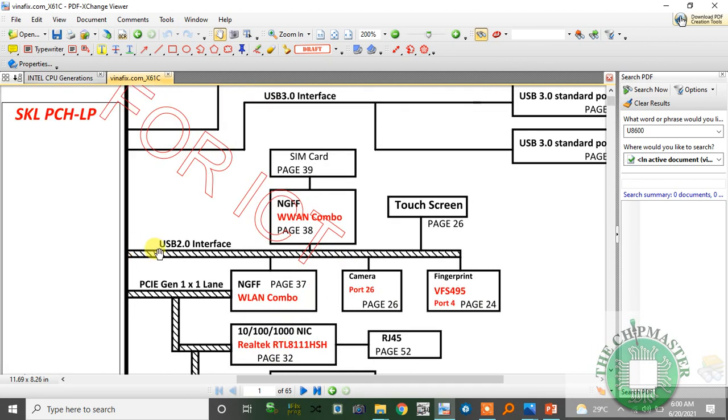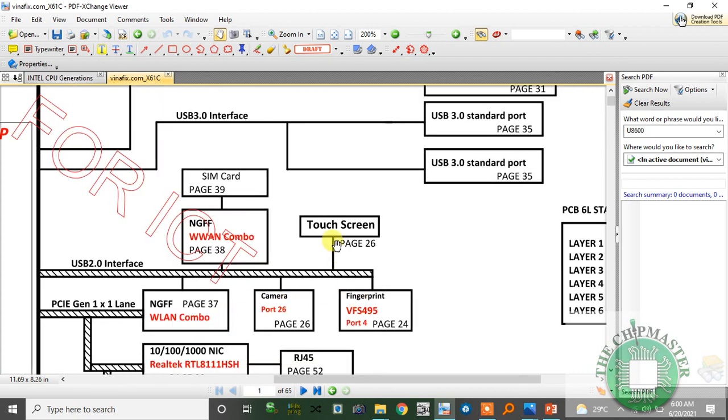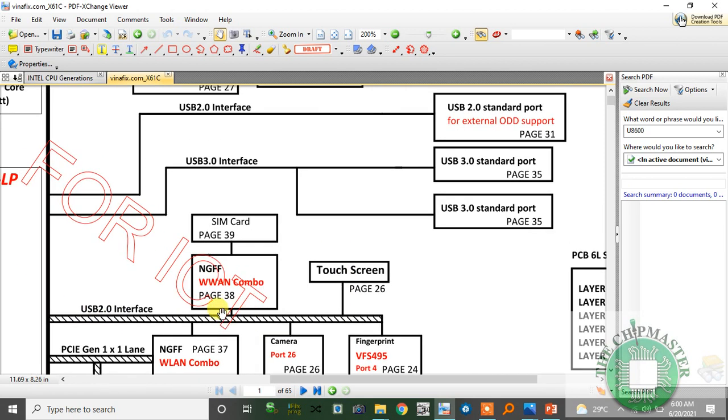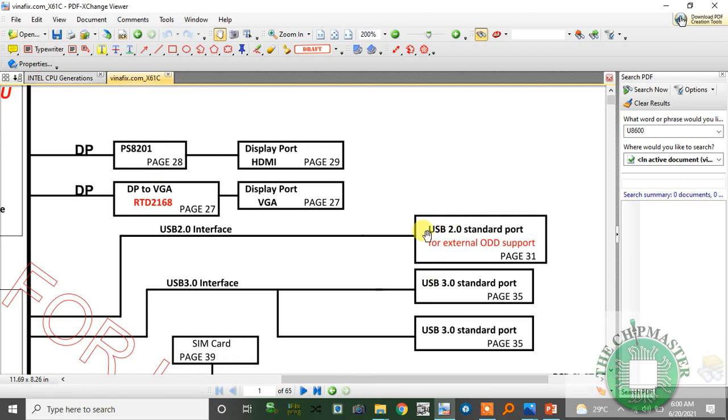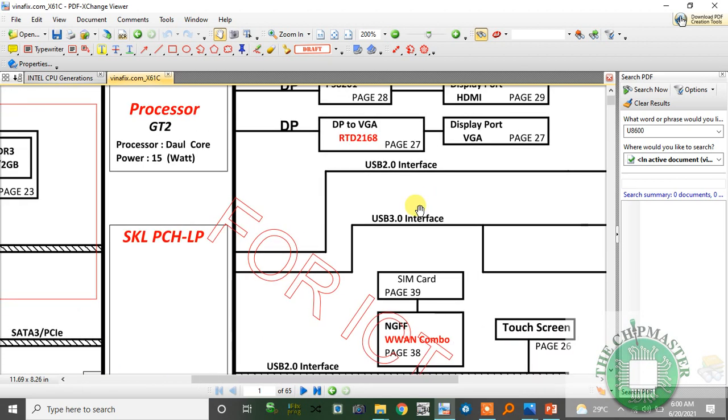We also have a USB 2.0 interface, which is used to control the camera and the touchpad and the touchscreen, all controlled through USB 2.0. All right, and we have an NGFF for the one LAN combo and a SIM card, which is also connected to the USB bus. We also have USB 3.0 interface, which is a standard USB 3.0 port, and USB 2.0 for external ODD support, right? Optical disk drive for USB 2.0 and 3.0. A very good machine, pretty nice.